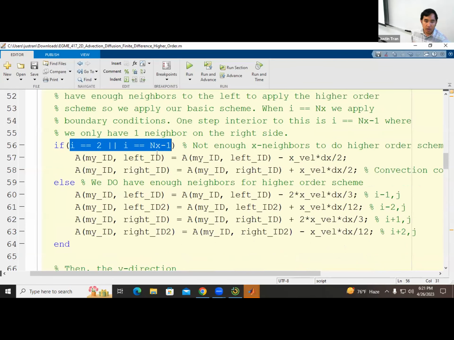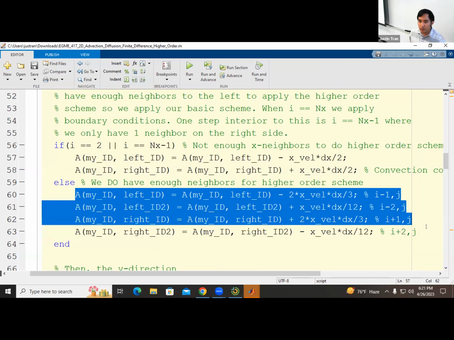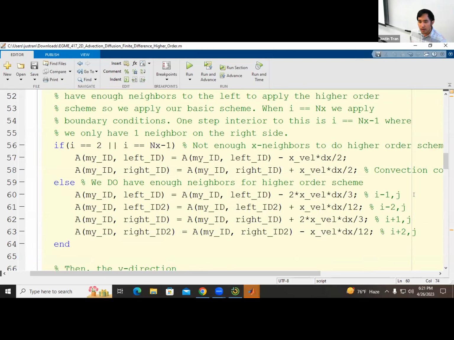Okay, and so if we're in either of these locations in the grid, then we're going to apply the basic scheme in the x direction. Otherwise, we're going to apply our higher order scheme. And so these are the 4 coefficients for the higher order scheme. So we have I minus 1, I minus 2, I plus 1, I plus 2. Okay. Any questions on this?